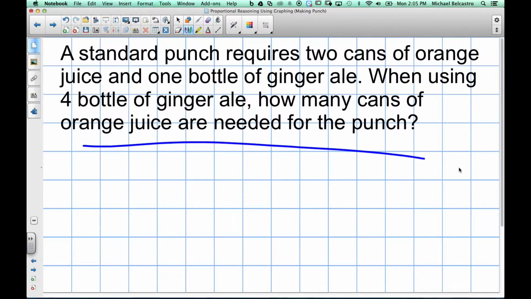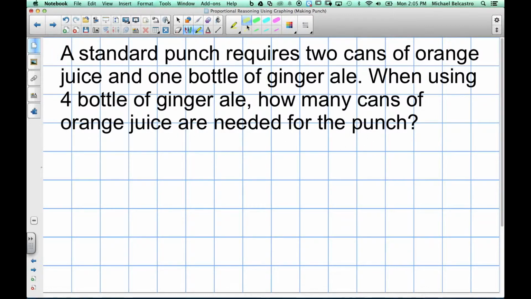So let's take our inquiry type question here. We'll read through it once, and then come back and highlight whatever's important the second time through. A standard punch requires 2 cans of orange juice and 1 bottle of ginger ale. When using 4 bottles of ginger ale, how many cans of orange juice are needed for the punch?